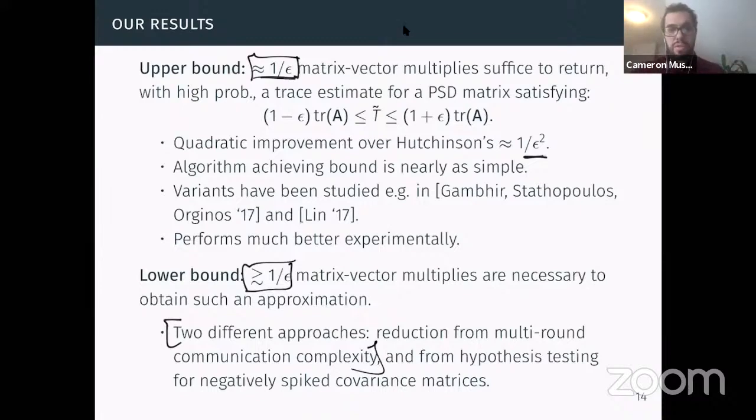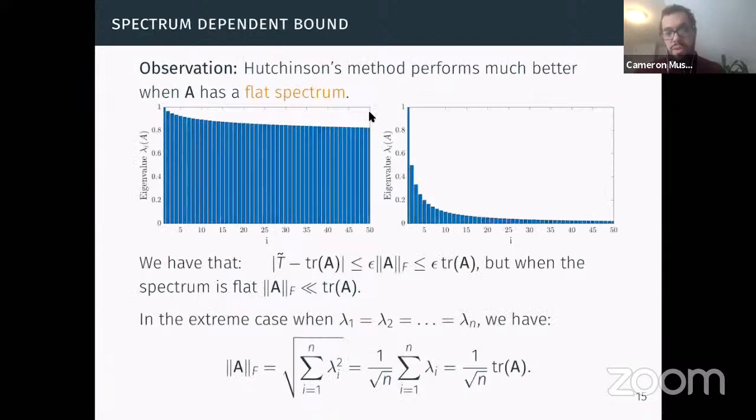Okay, great. So those are our results. And now what I'm going to do is just present you the intuition behind our method. The intuition behind this Hutch++ method is based on two very simple observations. The first observation is that in terms of approximating the trace, Hutchinson's method performs much better when my matrix has a slowly decaying spectrum. So when my eigenvalues are falling off very slowly.